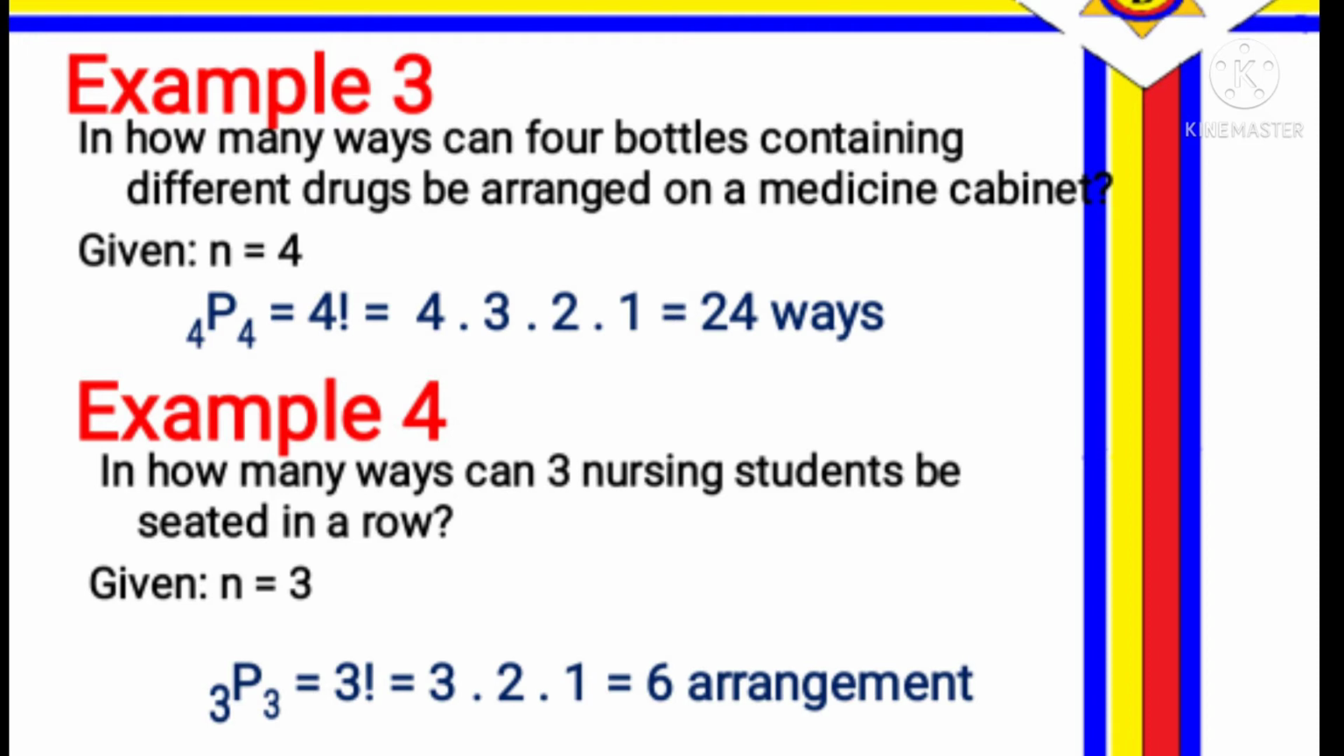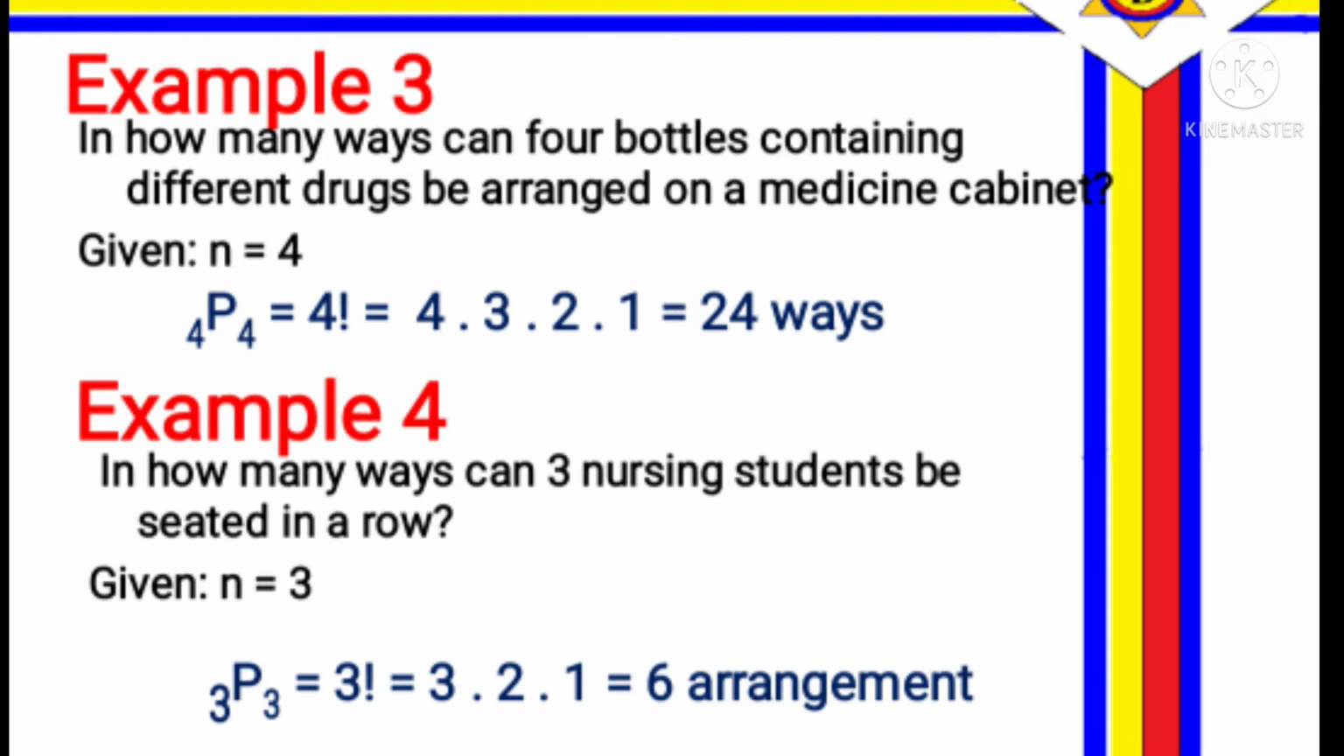Example number 4. In how many ways can 3 nursing students be seated in a row? So n is equal to 3, then 3P3. So we have 3 factorial. So that is 3 times 2 times 1. So we have 6 seating arrangements for the nursing students.